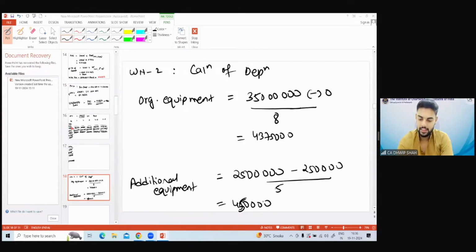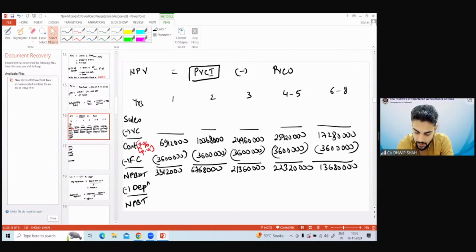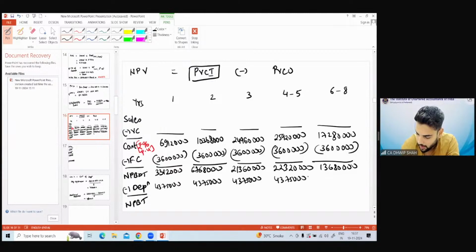Any queries in depreciation? Yes, 450 for additional equipment. Any queries in the amount of depreciation, friends? So can I say 4375 on original equipment? I have to provide for all the 8 years. 4375 depreciation would come for all the 8 years. Correct?